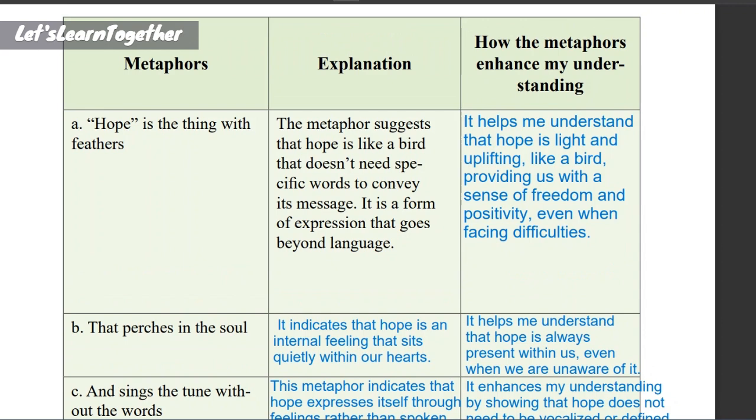So, look, the first metaphor is "hope is the thing with feathers." Here it is clearly expressed that in this poem, hope is being compared with a bird. The explanation was already given here. You just have to write your understanding after getting help from the used metaphor.